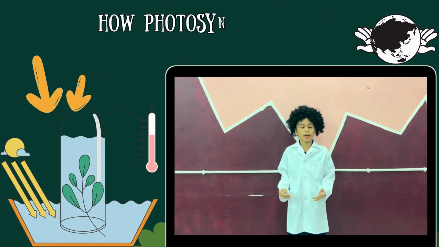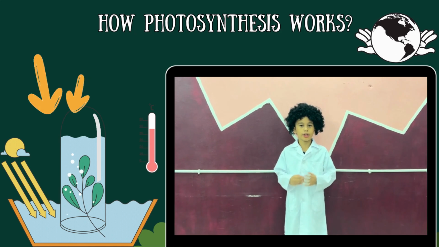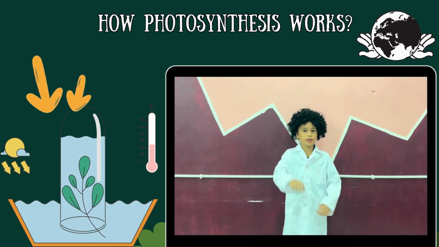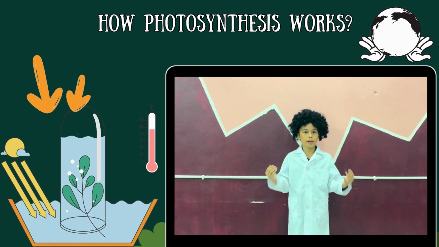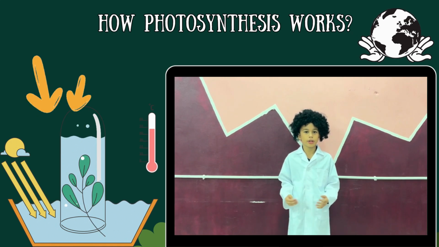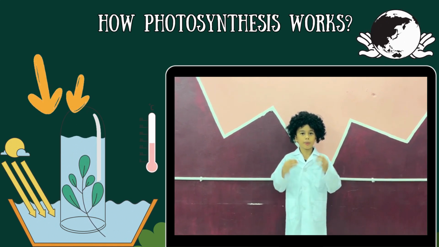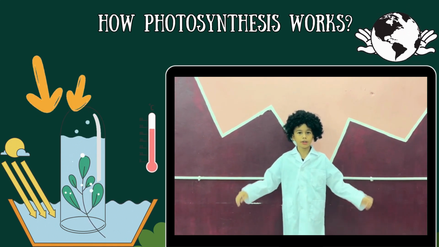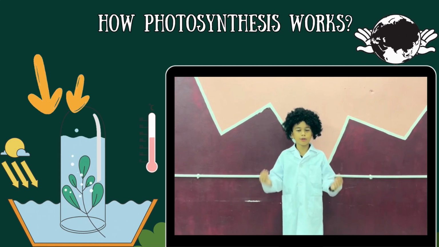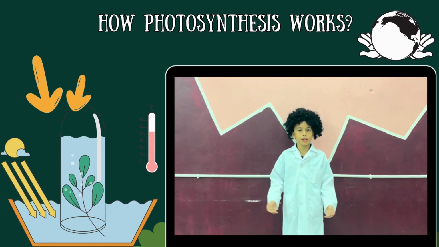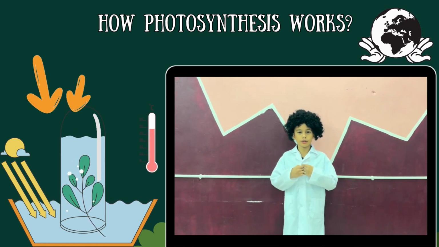Let me explain how photosynthesis works in a simple way. First, the plant gets sunlight, and then it takes water from its roots, and finally it absorbs carbon dioxide into the air. The plant uses all of this to make food, glucose, and oxygen. Oxygen goes into the air for us to breathe.